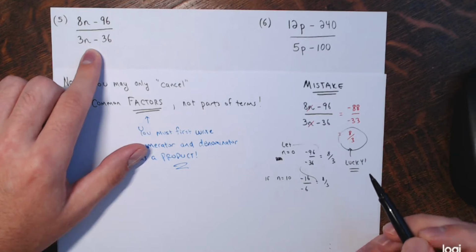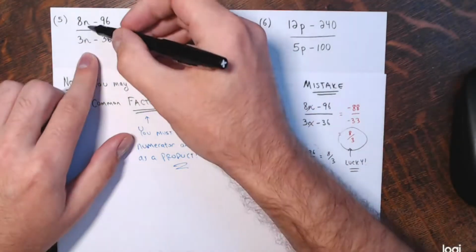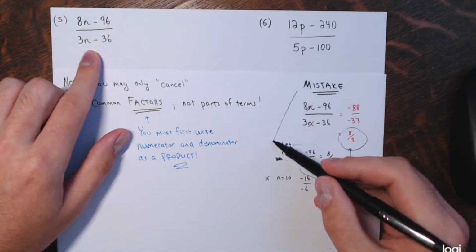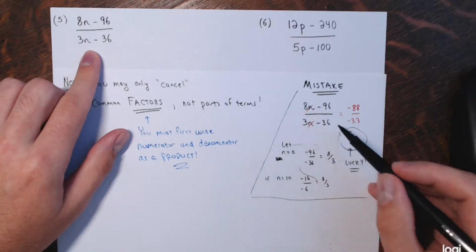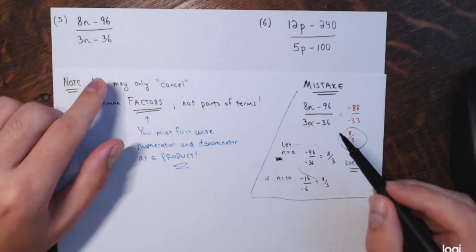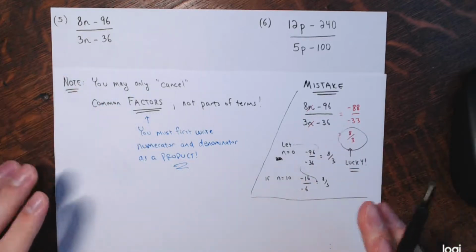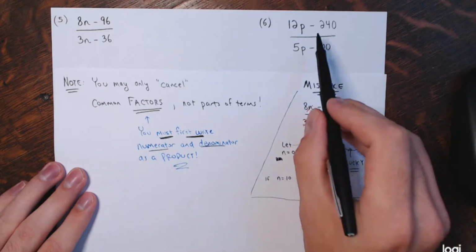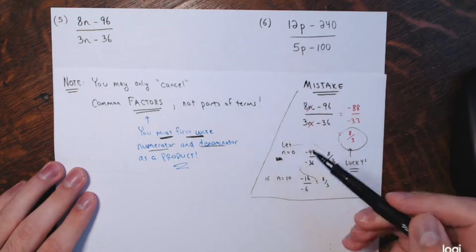But I'll show you again in number 6. You can't just cancel the p's. Same thing here, you can't just cancel the n's. Yikes. So that was a bad example, I'm sorry about that. This ended up being correct somehow with the bad canceling. This is bad canceling. You don't just cancel terms. You must first write the numerator and denominator as a product. I'll show you again in example 6. All right, looking at example 6.